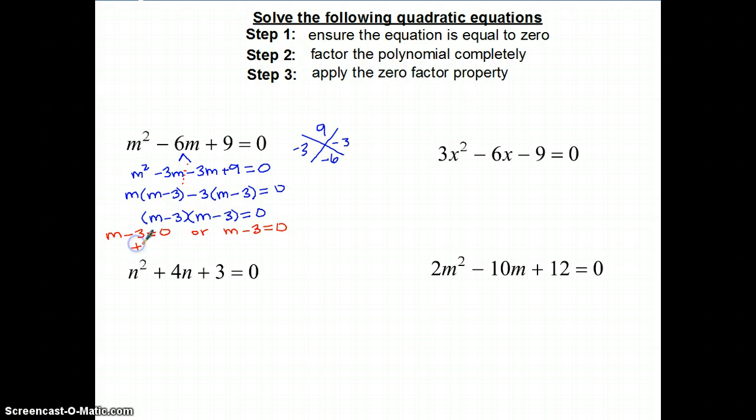So here on the left, when I add 3 to both sides, I find that m equals 3, which will also be the case in the second equation. So my only solution for this polynomial is that m will equal 3. Go ahead and take a moment to pause the video and try the next 3 on your own.